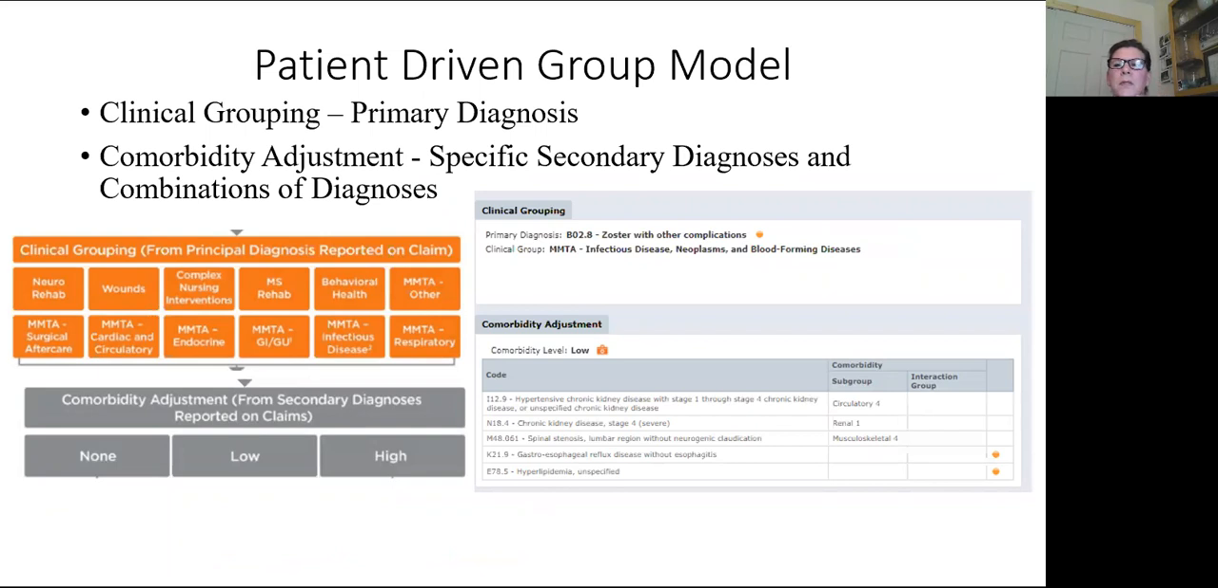The group comes from diagnoses. The clinical group, this big orange box here. Clinical groups are intended to reflect the primary reason for a patient receiving home health. The groups are defined by the principal diagnosis as reported on the home health claim. There are 12 groups listed that are used.